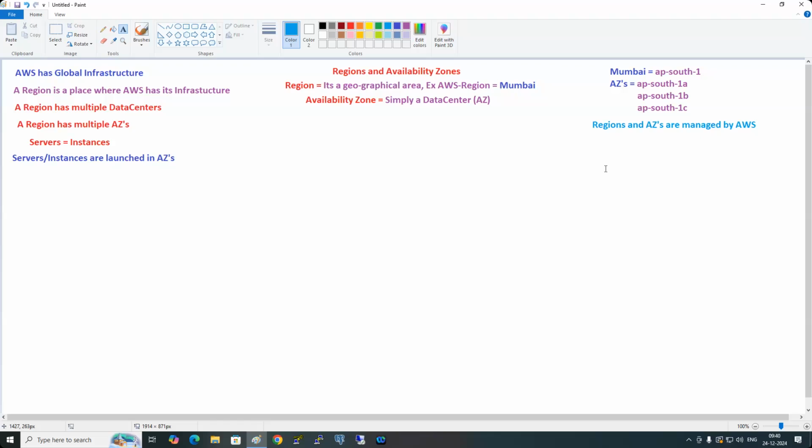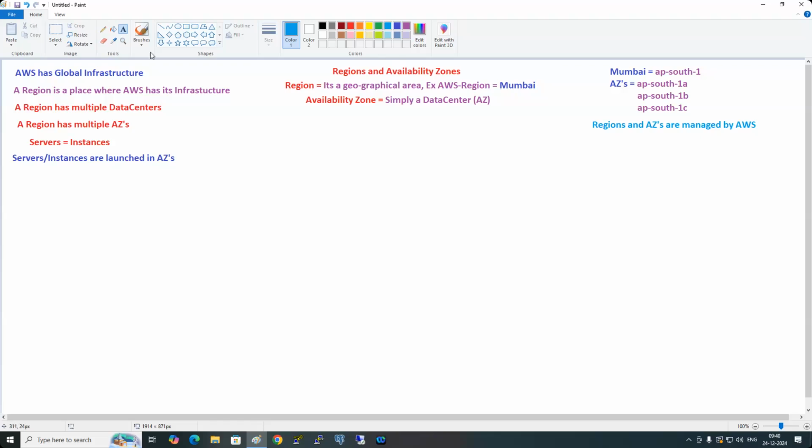In Mumbai, we have availability zones. Those availability zones are also managed by AWS. Do we need to worry about it? No. What is our job? We will use that infrastructure. We use the regions and the availability zones, and we create servers inside the availability zone.